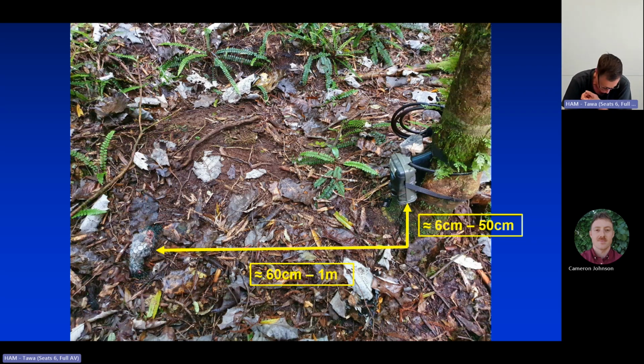Cameras themselves are set to photo mode, taking photos in 3 photo bursts, so it's triggered, takes 3 photos, and then it's got a forced delay of 5 minutes. So it's not going to take any photos for 5 minutes. And for the surveys themselves, where we've landed is we're running those for 21 nights.